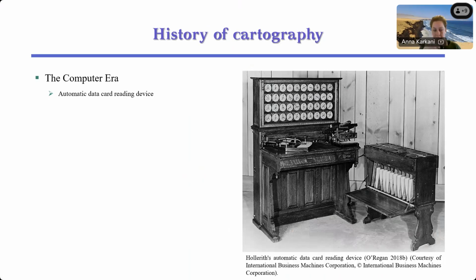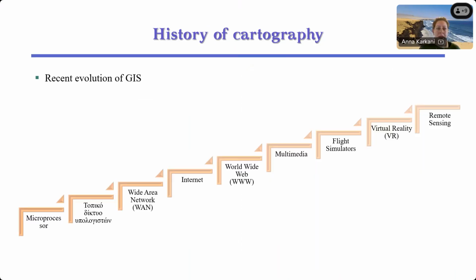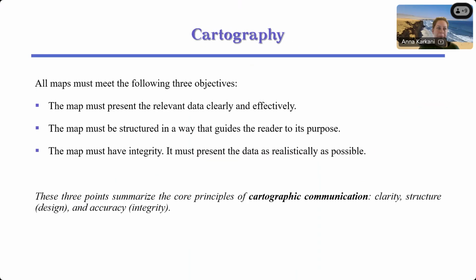And of course, as we advance towards today, you can imagine that the computer era played a significant role in the evolution of GIS and cartography in general. So by that time, different things started evolving, like microprocessors, the internet, the World Wide Web, multimedia, and remote sensing. All of these contributed to the recent evolution of GIS as we know it today. Okay.